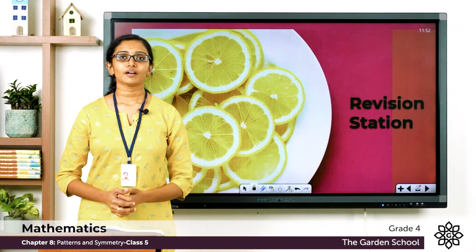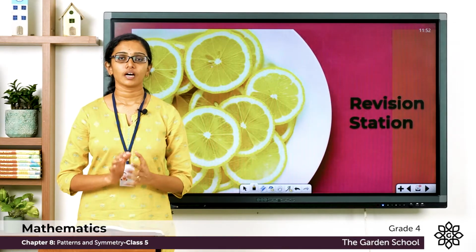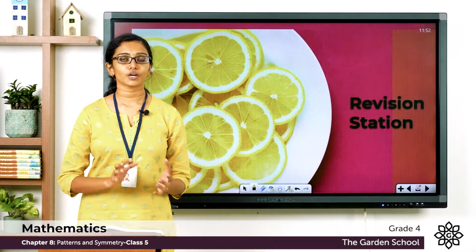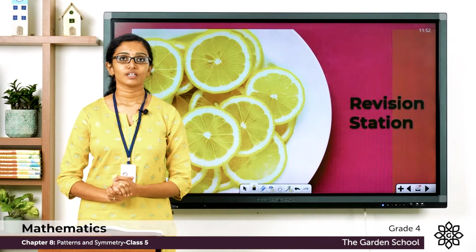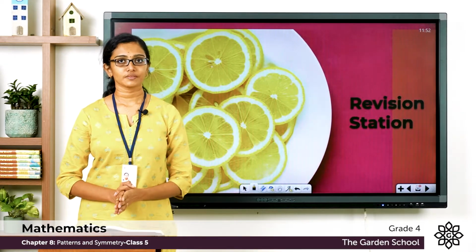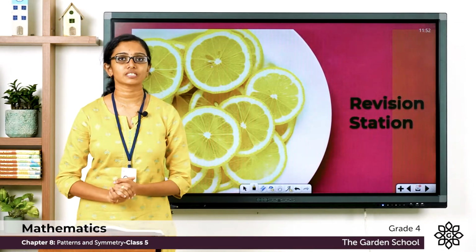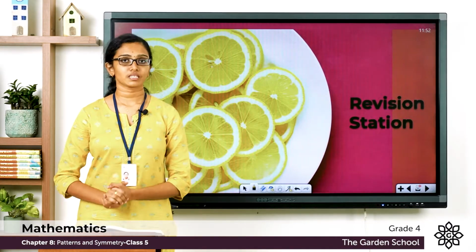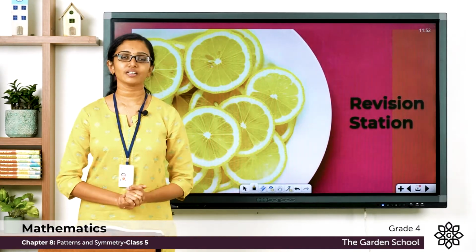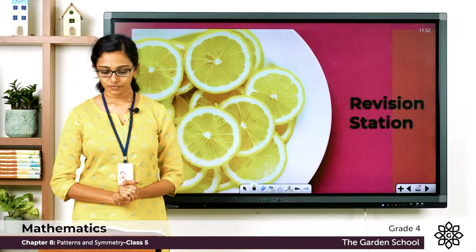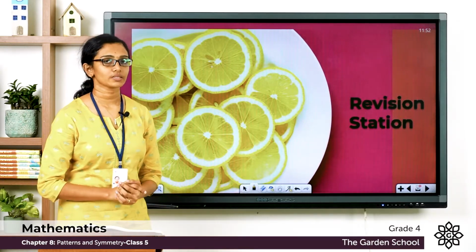We have been learning about patterns and symmetry. I hope you all are thorough with all the topics that we learned in this chapter. Today, we'll revise the concepts and we'll see the questions from revision station, which is given on page number 123 of your textbook. Now, all of you please turn to that page, page 123.